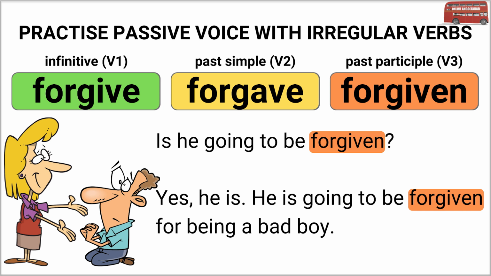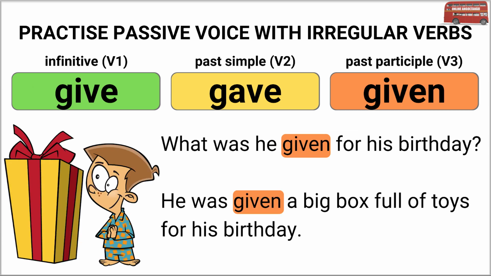Forgive, forgave, forgiven. Is he going to be forgiven? Oh, yes, he is. He's going to be forgiven for being a bad boy. Give, gave, given. What was he given for his birthday? He was given a big box full of toys for his birthday.